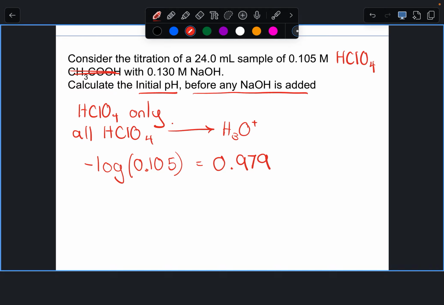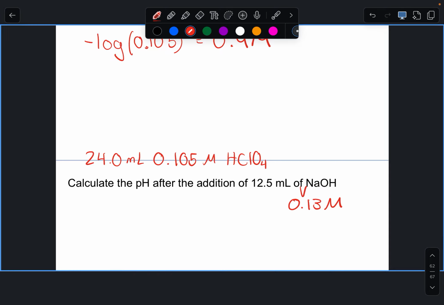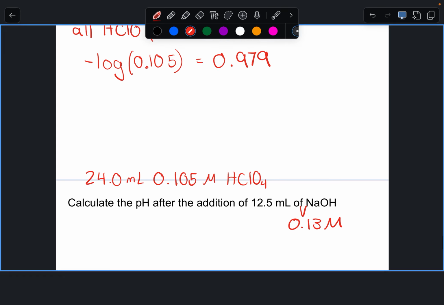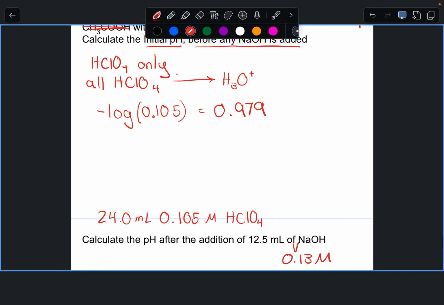Okay, next question. Calculate the pH after the addition of 12.5 mL of 0.13 molar NaOH. Okay, so I'll leave the work on that one up there and then the new question down at the bottom. And on this one, I'll give you some guidance after a minute or two. And this one will definitely be a lot longer. Multi-step problem here.